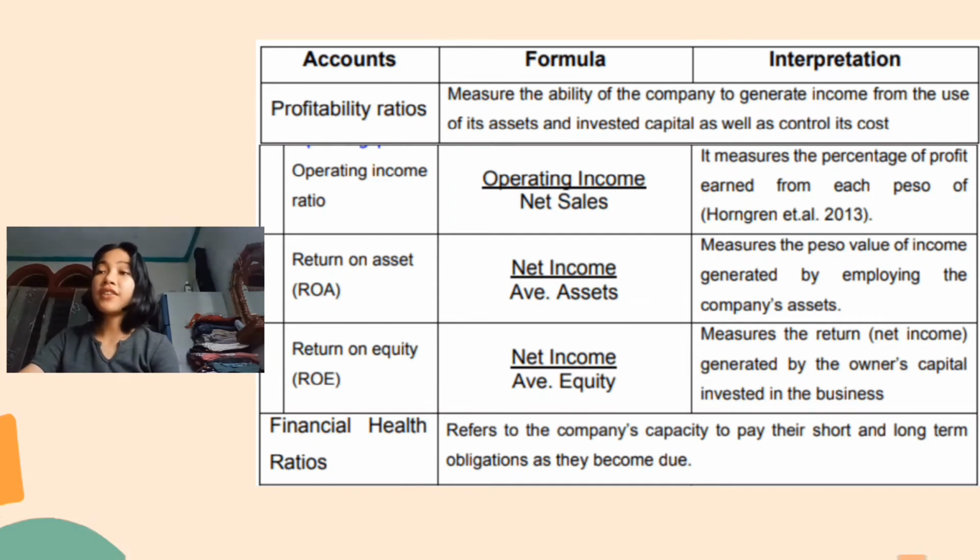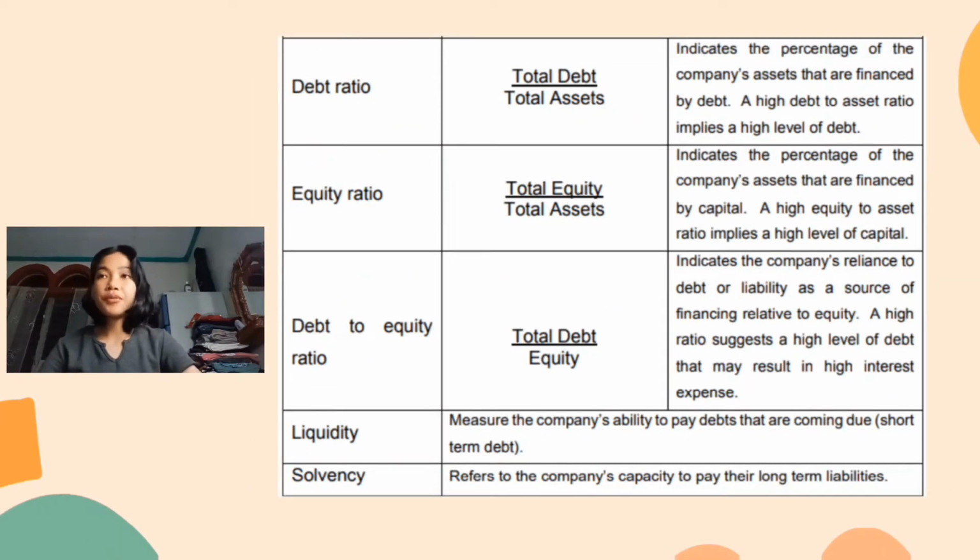Next is the financial health ratios. This refers to the company's capacity to pay their short and long-term obligations as they become due. Next is the debt ratio. So this indicates the percentage of the company's assets that are financed by debt. A high debt to asset ratio implies a high level of debt. So this can be calculated by dividing the total debt by the total assets. So this also measures the amount of leverage used by a company in terms of total debt to total assets.